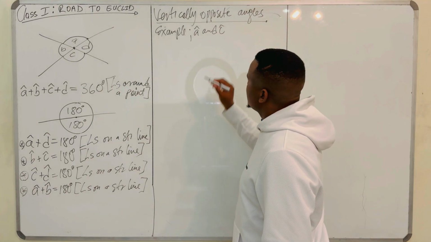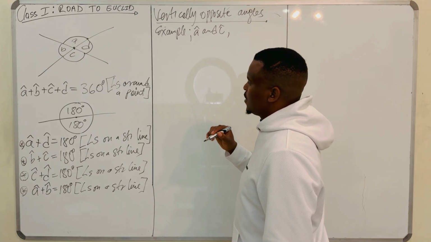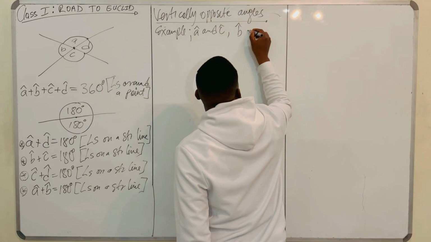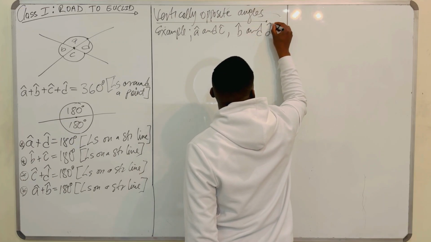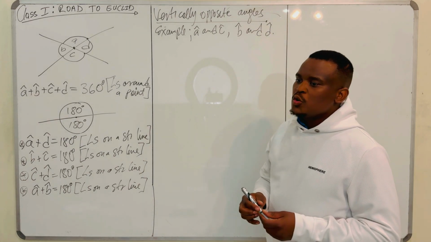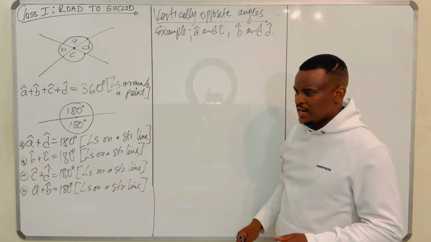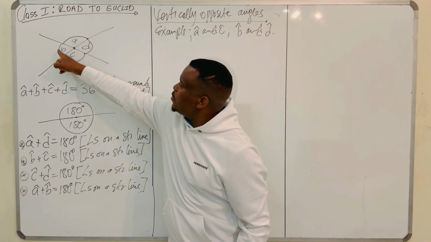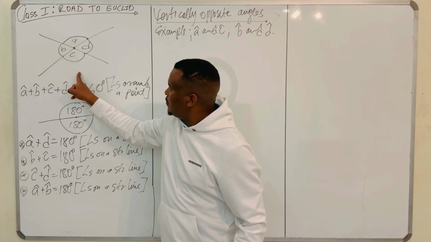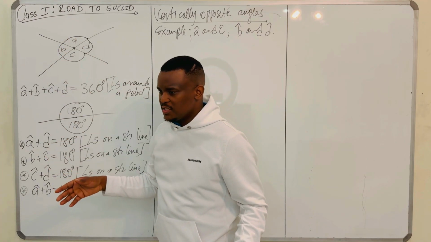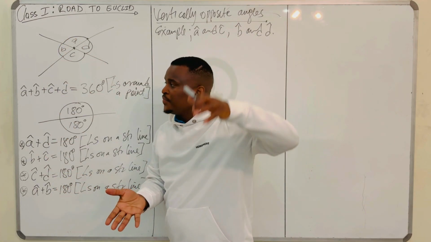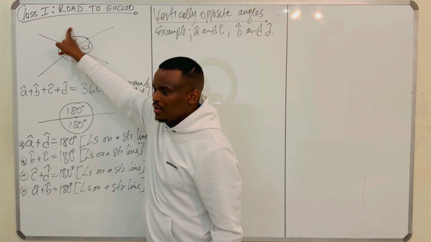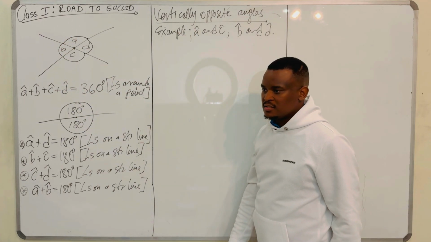Do we have more there? Yes. What else? B and D. Okay. So if you have two lines intersecting, the angles that are opposite each other, you can see, the angles facing each other. So if you have two intersecting lines, the angles that are opposite each other are called vertically opposite angles.